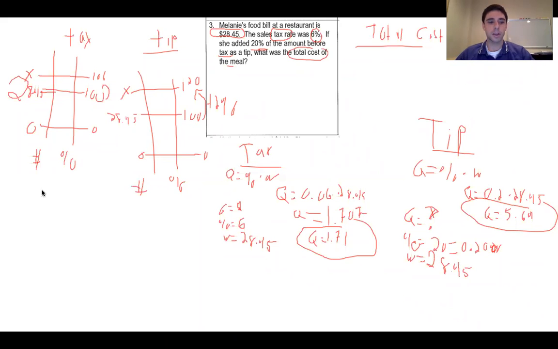Excellent. We're going to have to add tax and tip to the original bill. Great. So we have 28.45 plus our tax of $1.71 plus our tip of $5.69. And what is going to be my total bill after tax and tip?